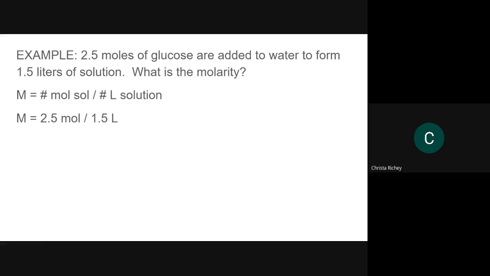So the molarity of my glucose is 2.5 moles divided by 1.5 liters. Push a couple buttons real quick in the calculator, and my molarity is 1.7. Yes, those should have lines underneath them, and I did not do that. That's my bad. We'll fix that.